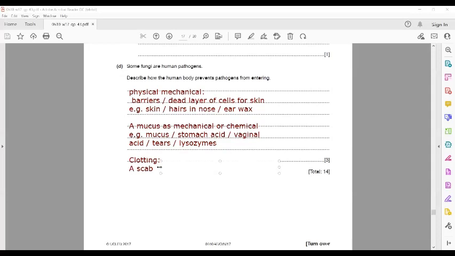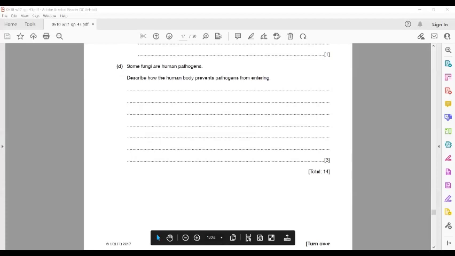The skin itself, hair in the nose, earwax, any mucus. Again, a chemical defense mechanism is by producing mucus or having stomach acid, vaginal acid. Or generally, you can say physical or chemical or blood clotting. And then you can bring some examples of them. For example, physical barriers like skin, or chemical barriers like stomach acid. And you can mention, for example, mucus, or you can mention blood clotting and scab forming.